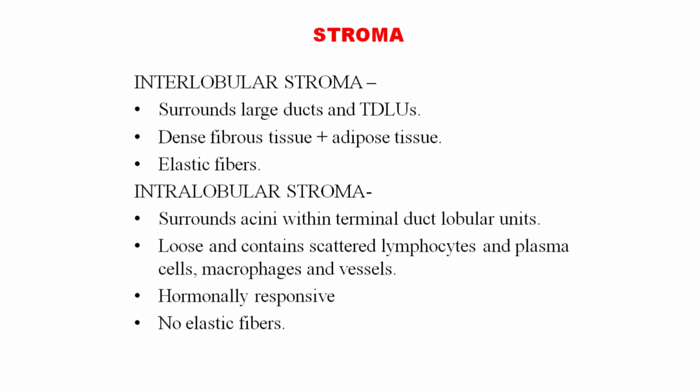So there are two types of stroma, that is interlobular stroma between two TDLUs, let's say, between ducts, and intralobular stroma within each TDLU. So interlobular stroma is surrounding the large ducts and TDLUs. It's basically made of dense fibrous tissue or adipose tissue because it is stroma. It will have the mesenchymal components and elastic fibers.